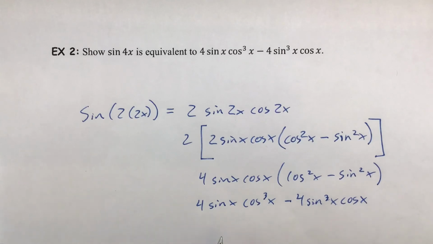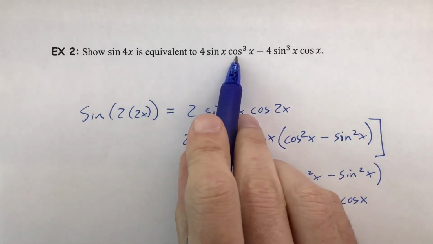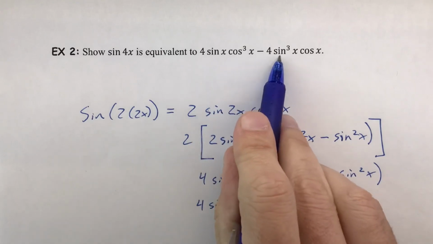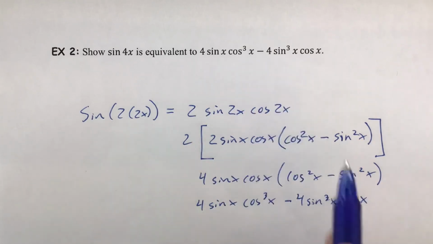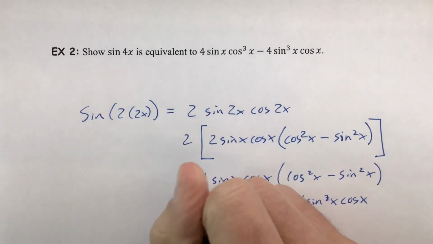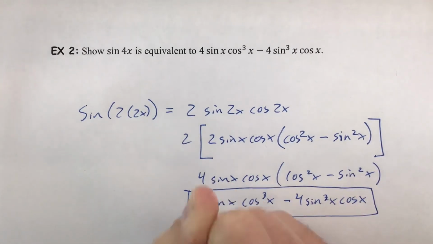And let's see if we've got it. 4 sine x cosine cubed x, minus 4 sine cubed x cosine x. All right, there we go.